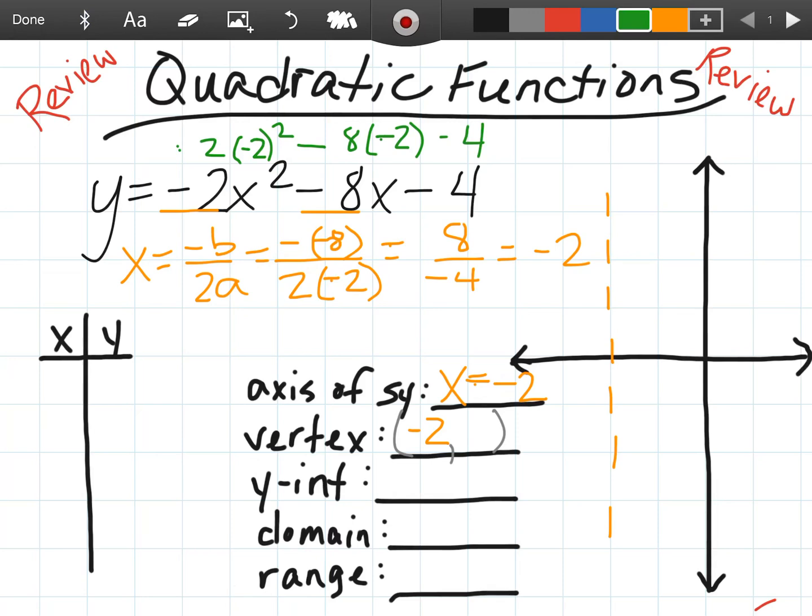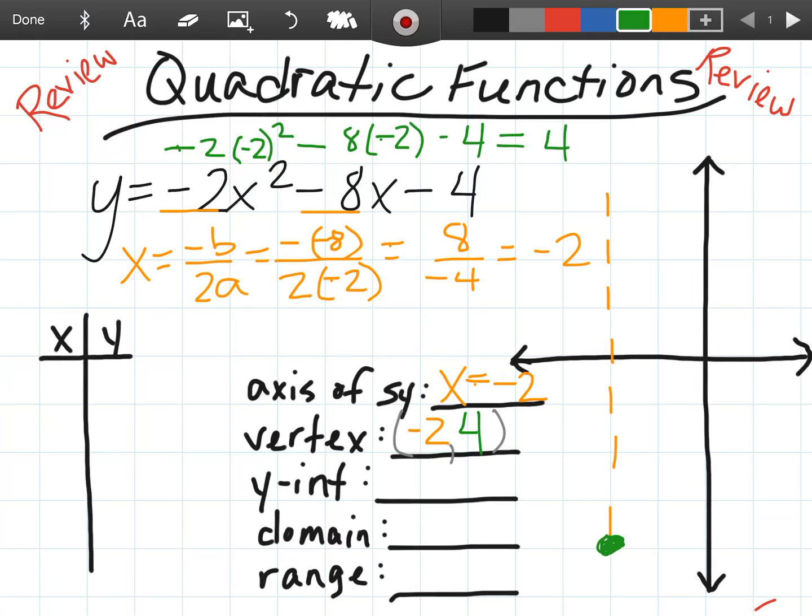Okay. Oh, and that's a negative. There we go. Okay, if I use a little bit of mental math here, I will very quickly find out that, let's see, that's a positive 4, that's a negative 8, plus 16 is a positive 8, minus 4 is 4. So my y value here is 4. Okay. I'm going to plot that vertex. Negative 2, 4, right there. Okay. All right.